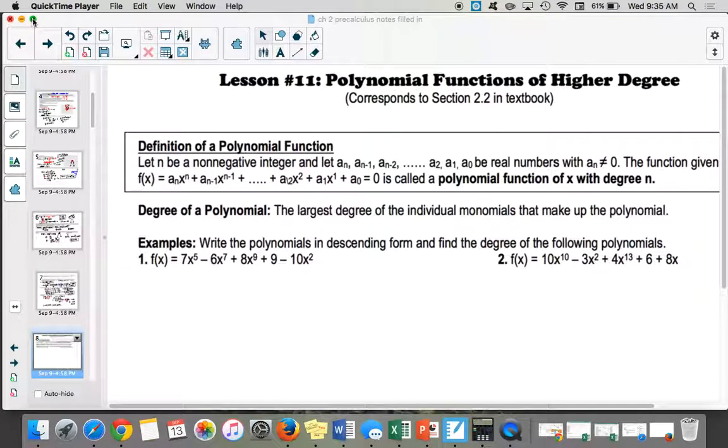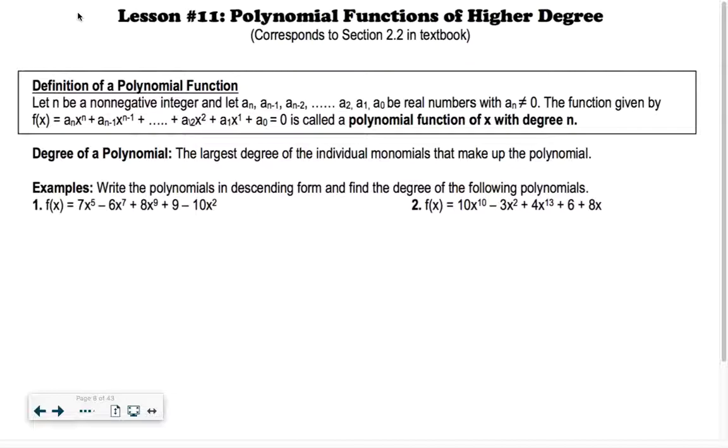This is on polynomial functions of higher degrees. So we're going to be spending the rest of the chapter talking about polynomials. We're going to be doing things from Algebra 2, like the p over q, right? Rational roots theorem. We're going to be talking about end behavior. We're going to talk about how to graph polynomials. So we're doing a lot with this.